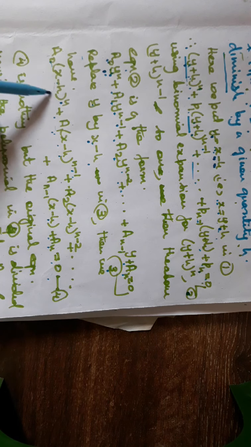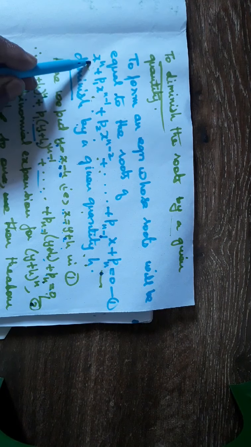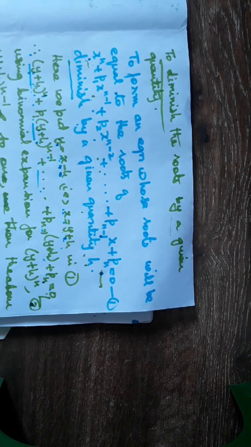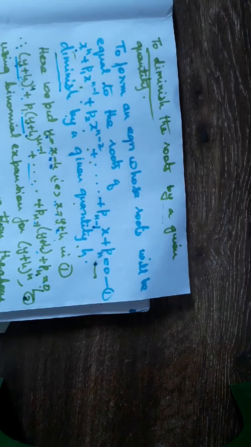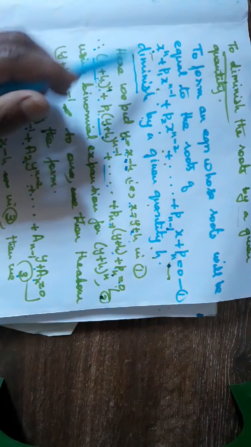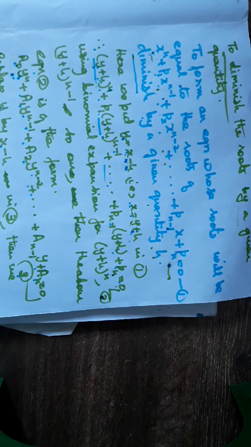If you expand this using binomial expansion, equation 4 is nothing but the original equation, of the form a x to the power n plus p1 x to the power n minus 1 and so on. To reduce it to the original equation, equation 1, you divide throughout by a naught, so that it will be of the form x to the power n plus p1 x to the power n minus 1, and so on.